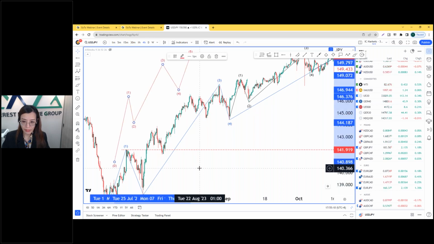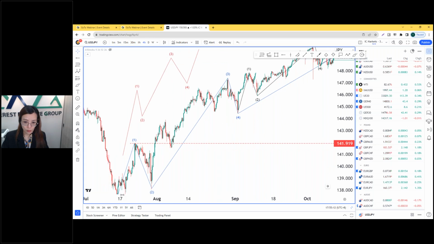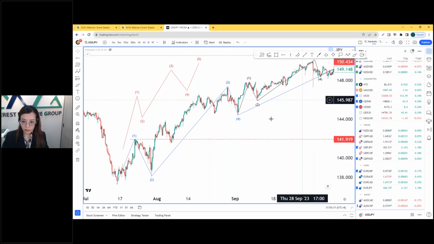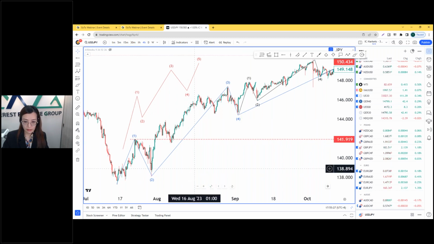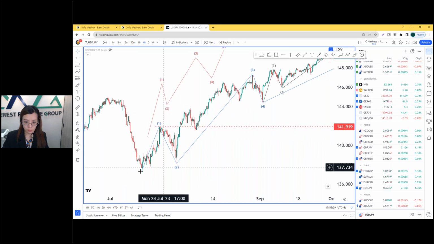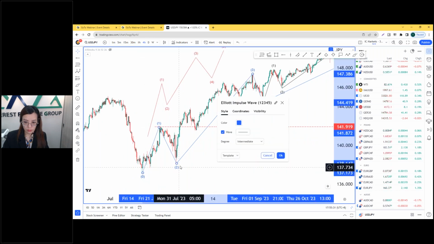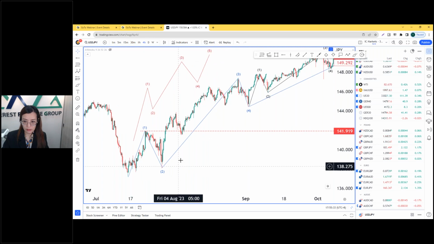Okay, and you say that like 1, 2, 3, 4 and 5 is there, and wave 4, what you can see over here, wave 4 did not overlap wave 1, which is over here, right? And wave 2 did not retrace below wave 1, which is not going below here. So yes, correct, this is an Elliott wave.